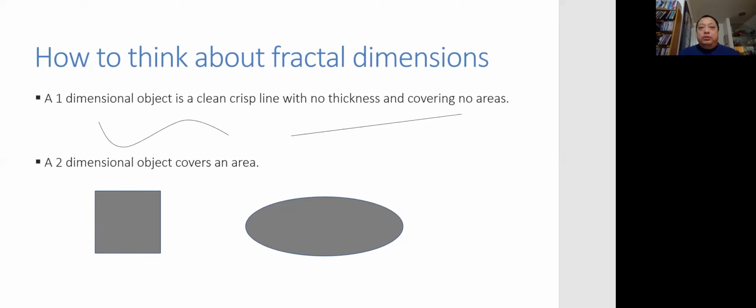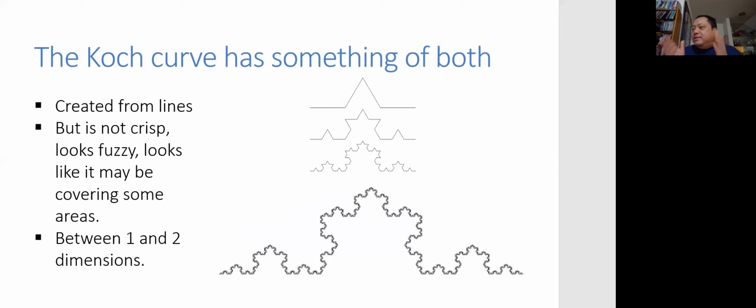A two-dimensional object covers an area. It could be a circle, it could be a square, any figure, but it covers an area, and that's what makes it two-dimensional. Well, the Koch curve has a little bit of both. When we create the Koch curve, we create it by just drawing lines. We're not coloring in any area.